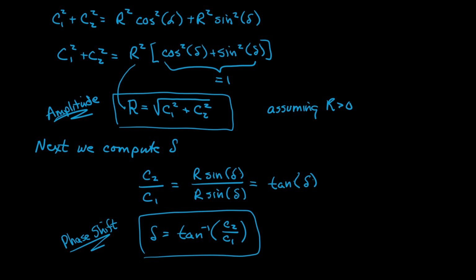This gives us that C1 squared plus C2 squared equals r squared, or if we take the square root, it gives us that r is the square root of C1 squared plus C2 squared. We're going to assume that our amplitude is positive. So this r value, within this box here, is our amplitude for our system when we move the mass out of its natural resting position.